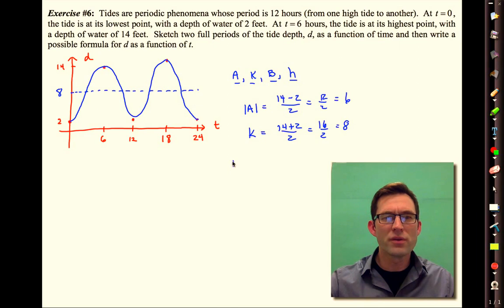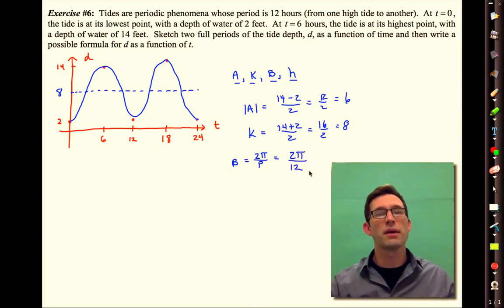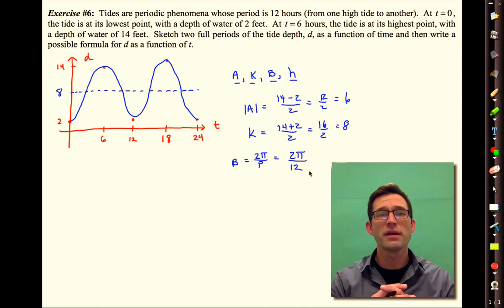Okay, let's figure out our frequency. Our frequency is always 2 pi divided by the period. In this case, the period is 12 hours. I'm going to leave it as just 2 pi divided by 12. Make it into pi over 6 if you'd like. Whatever. Now for H. This is very, very similar to the last problem.